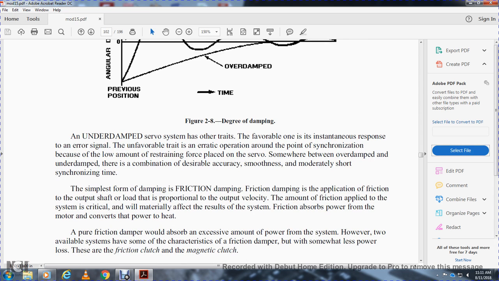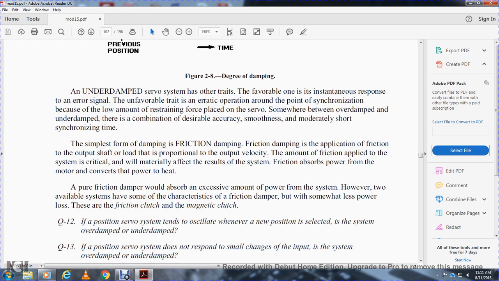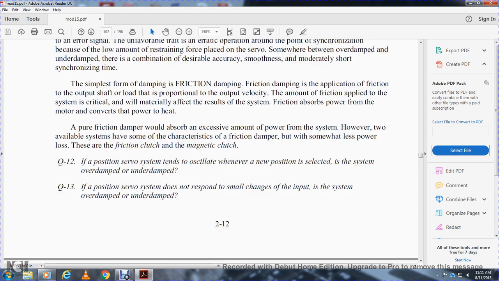The simplest form of damping is friction damping, where the application of friction is proportional to the output velocity. The amount of friction applied to the system is critical. The friction absorbs the power of the motor and converts the power to heat. Pure friction damping absorbs an excess amount of power from the system, however, so some systems use friction dampers that take somewhat less power, such as the friction clutch and the magnetic clutch.